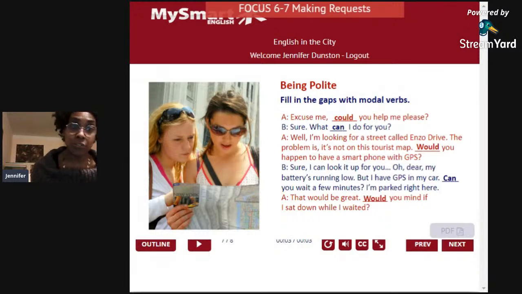Beautiful. This is a wonderful conversation. These two people are extremely polite. Now, remember that we use these modal verbs when we make requests because it's a good way to be polite. Thank you very much, Lucrezia. Would you mind if I sat down? And Terrence says, sorry, could you wait for me for a minute? Very good. That's very polite also.